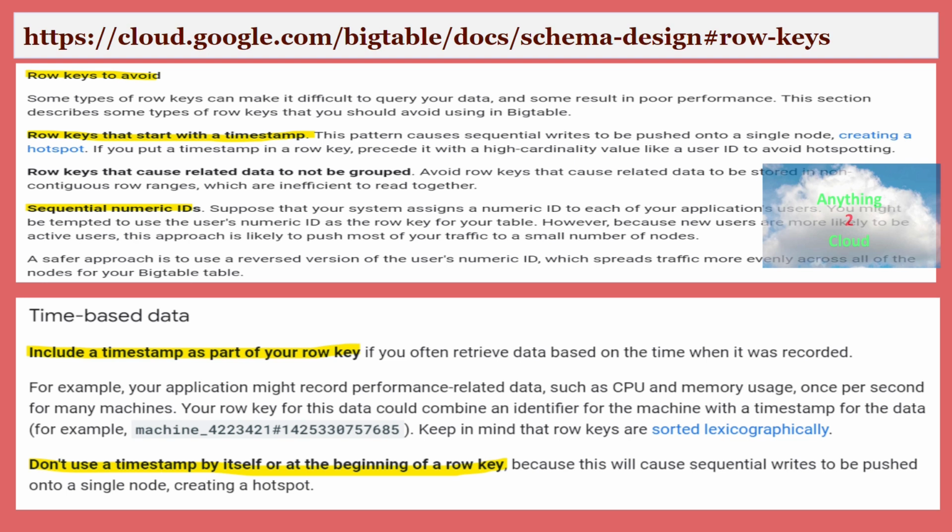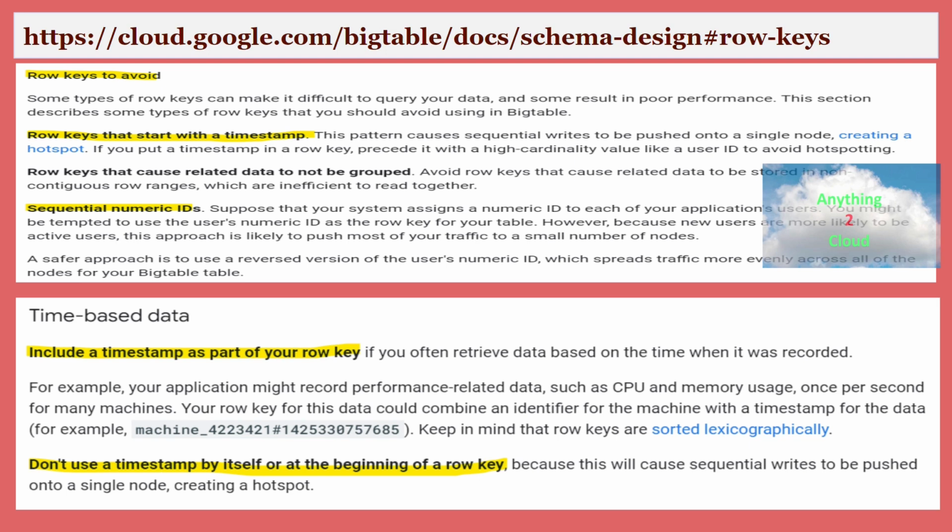For time-based data, we should include the timestamp as part of the row key, and do not use the timestamp by itself or at the beginning of a row key. So for time-based data, we need to include the timestamp as part of a row key, but don't use the timestamp by itself or at the beginning of the row key. These are the things we need to consider before defining a row key: don't begin the row key with the timestamp, don't use sequential numerical IDs as a row key, and don't use the timestamp alone in the row key or at the beginning of the row key.